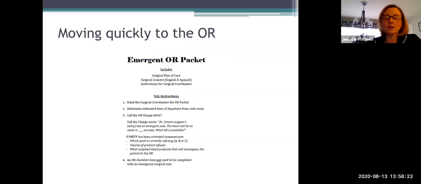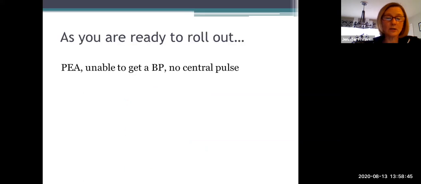Now, if we need to move quickly to the OR, we have developed an emergent OR packet that lives at the NAL station. And this is just the first page of it. It's a 2-page packet, or I guess 3 pages. It has instructions for the NAL, who to call, what to say. It has instructions for the resident, who to call, what to say. And it also has surgical consent that can be signed. And so we're ready to roll out.